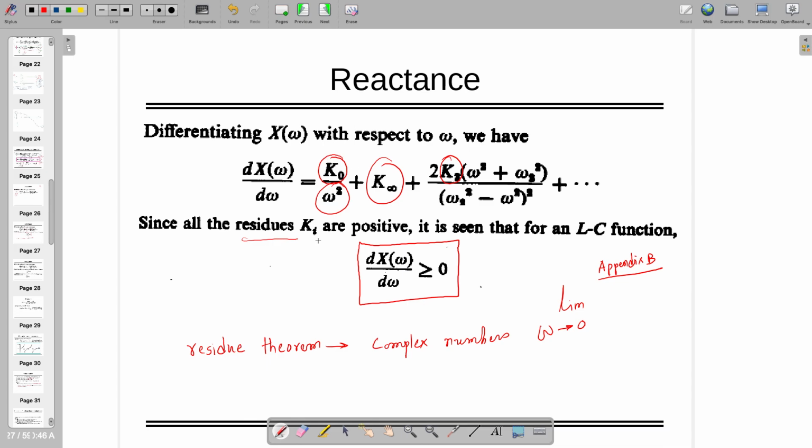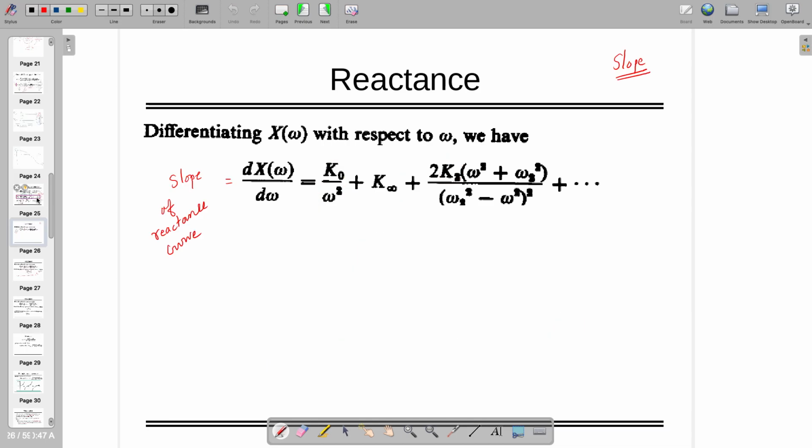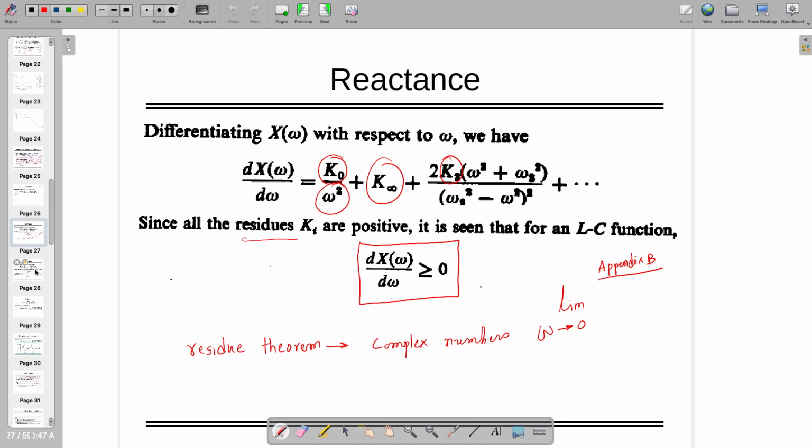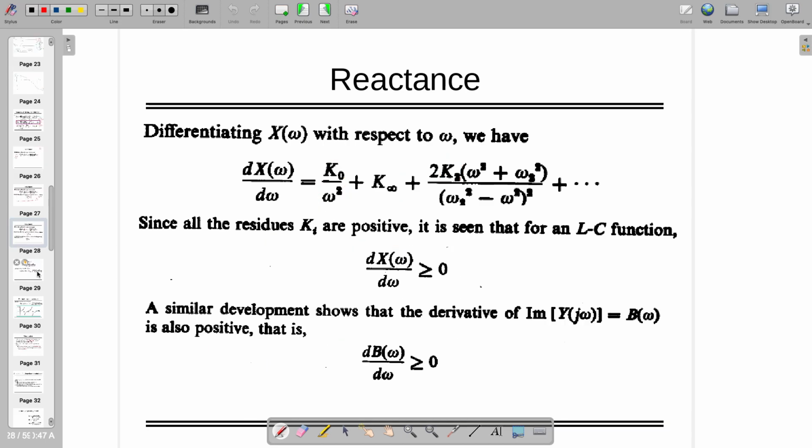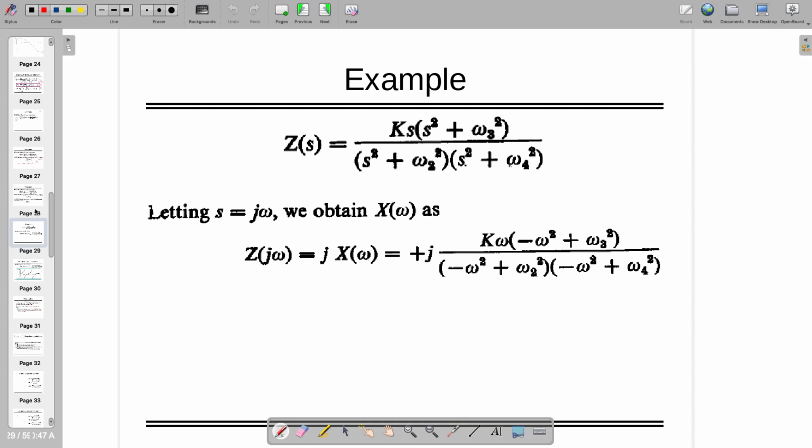So residues ki are positive. It is seen that for any value of an LC function, this slope also has to be greater than or equal to 0. Okay. So this is just one theorem which was derived by this book. That's why I'm showing it here. Otherwise, just drawing a reactance is very easy.